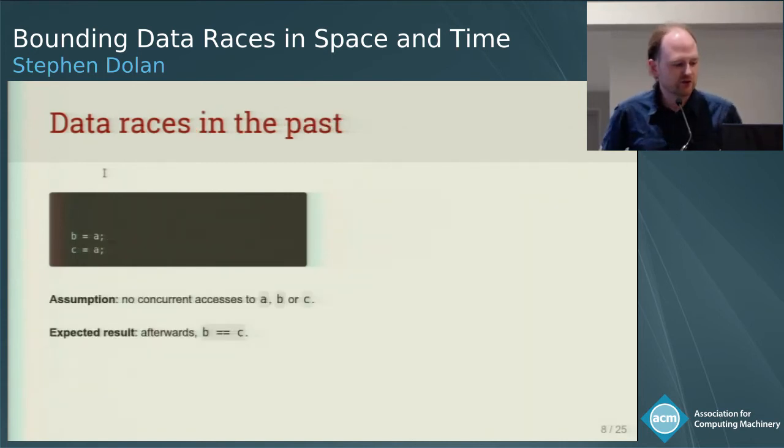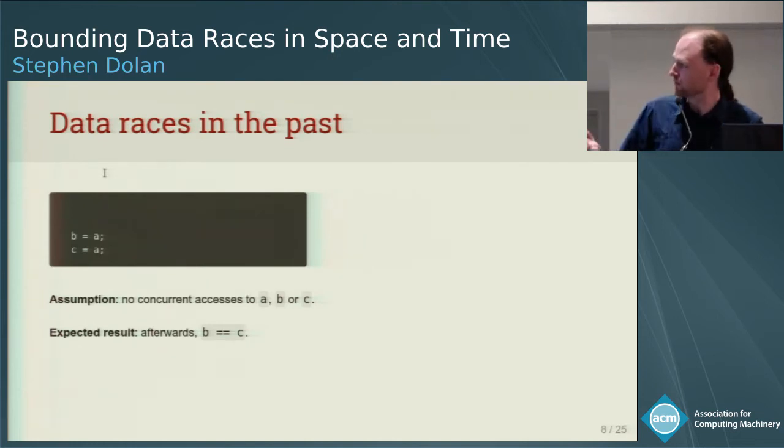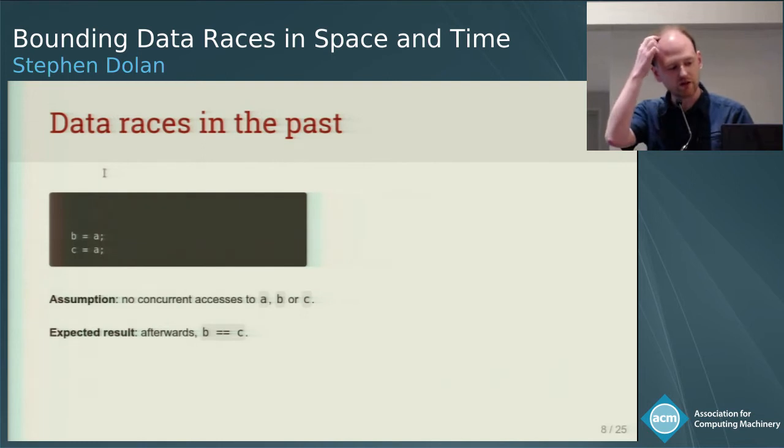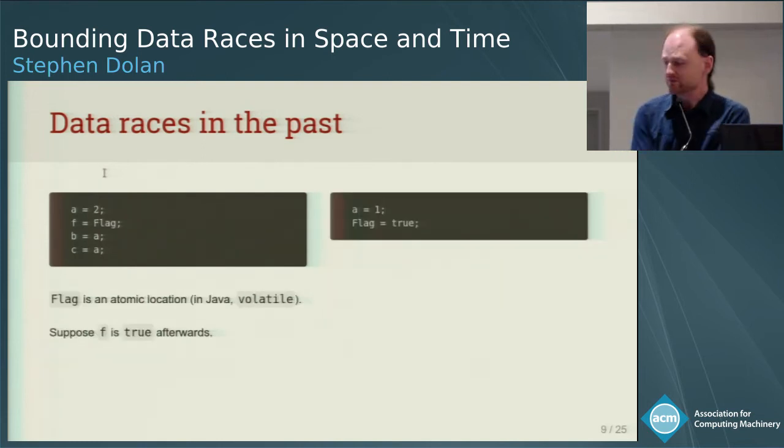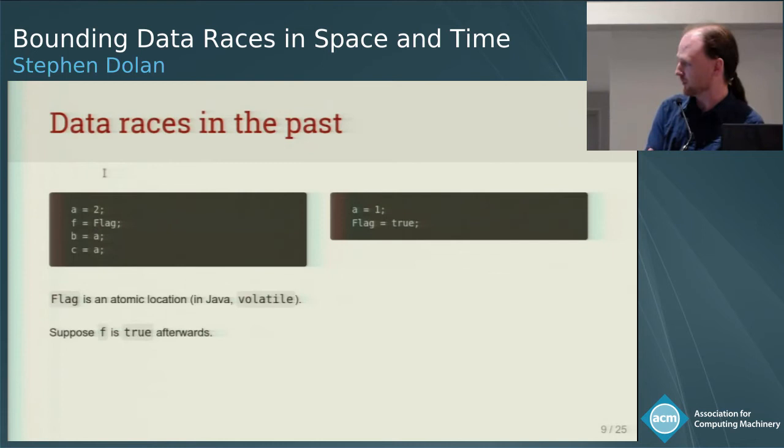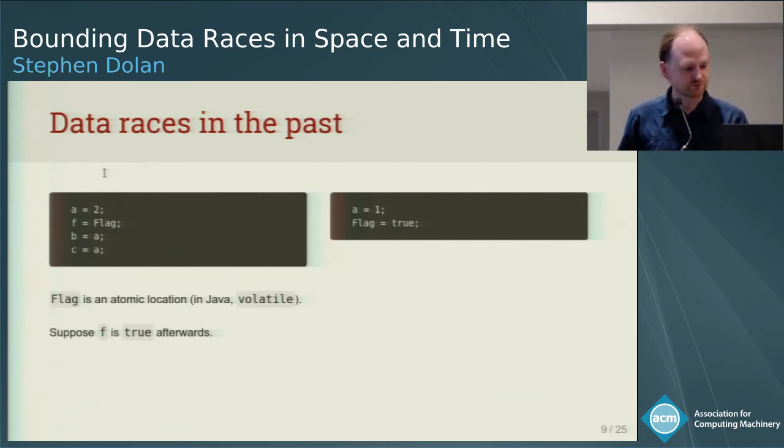So here's an example about data races in the past. Suppose there are no concurrent accesses to a, b, and c while these two instructions run. So we're reading a twice, and there are no concurrent accesses to those variables. We would expect that afterwards, b and c are equal. So suppose this is in fact the program that we're running, that flag variable is atomic, so in Java, a volatile. And we'll suppose that f is true afterwards.